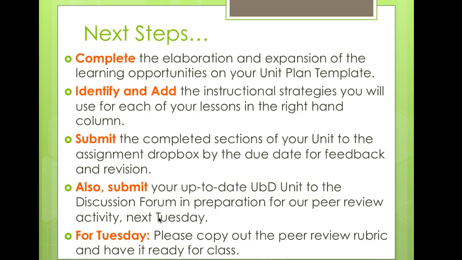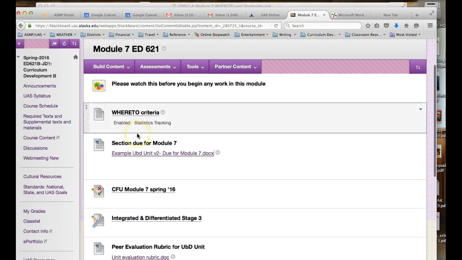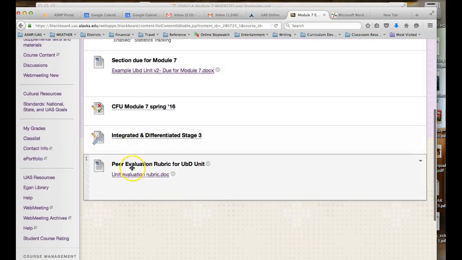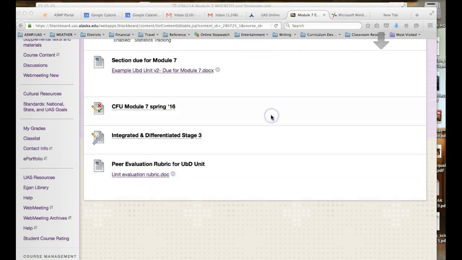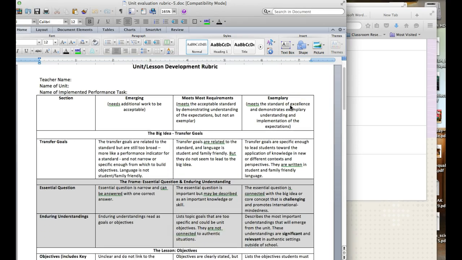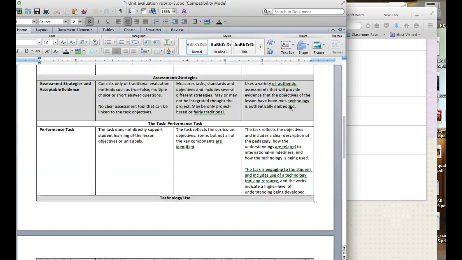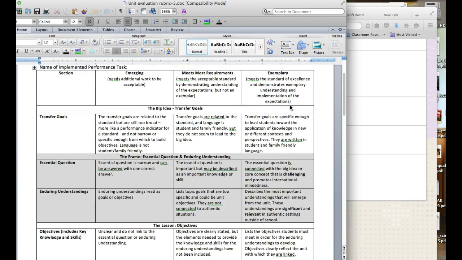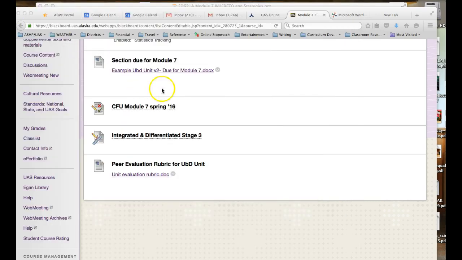And then for Tuesday, please copy out the peer review rubric and have it ready for class. Here's the peer evaluation rubric right here. It went underneath the drop box. So this is what you're printing out for class. And this is the discussion that you're going to have with your critical friend next Tuesday. So make sure that you print this out. It's just for conversation and self-evaluation.